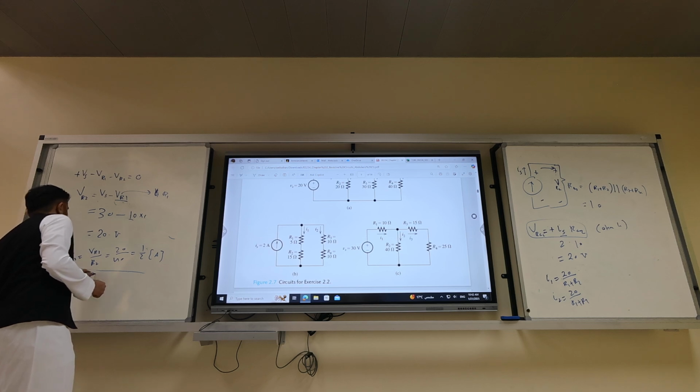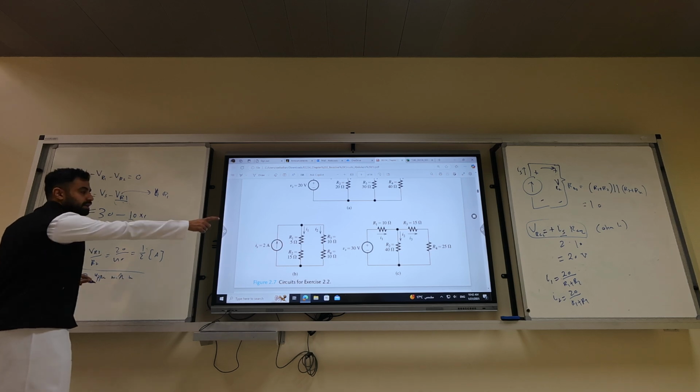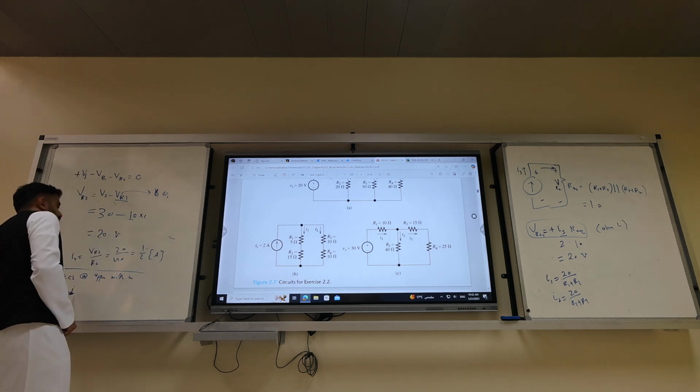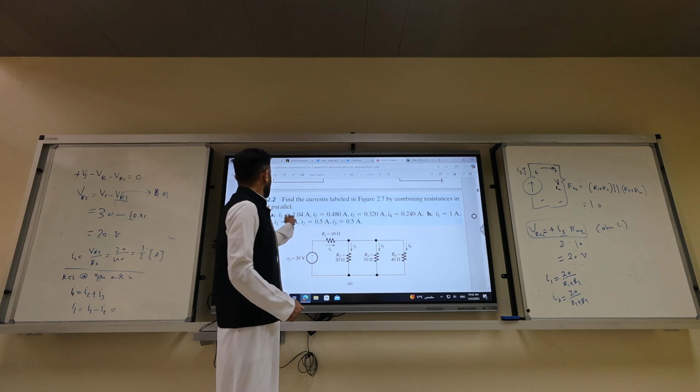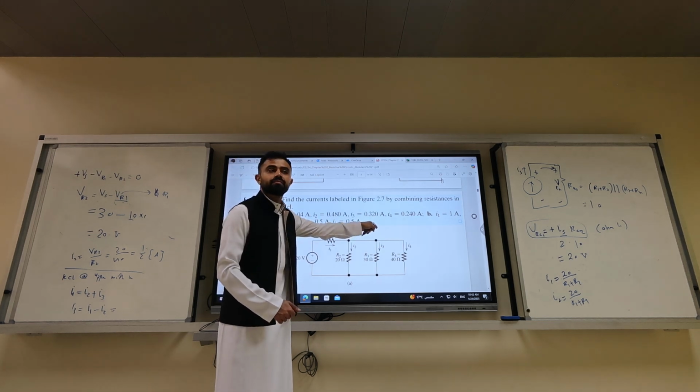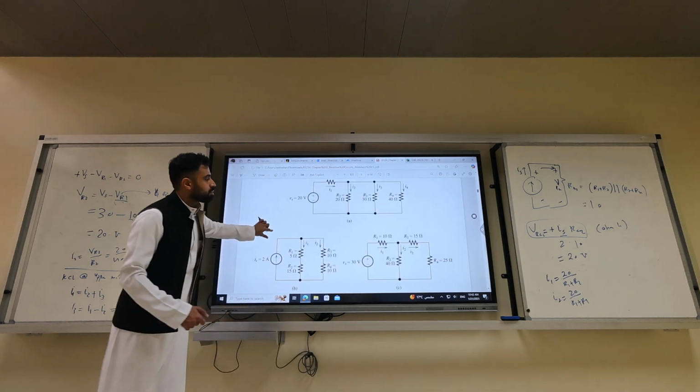KCL at the upper middle node. What's a KCL? I1 equals I2 plus I3. So I3 is what? I1 minus I2. And then you will find the answer. So 1 minus half is half. Is this problem clear?